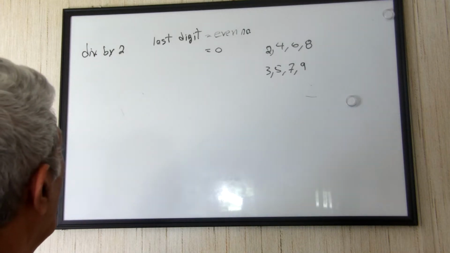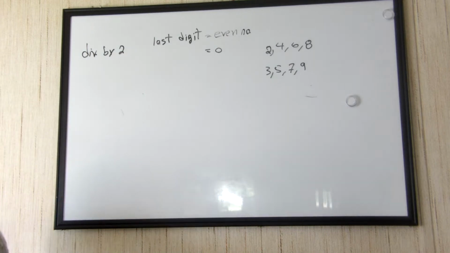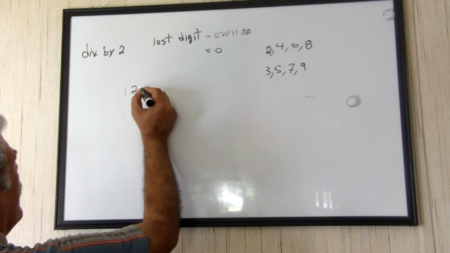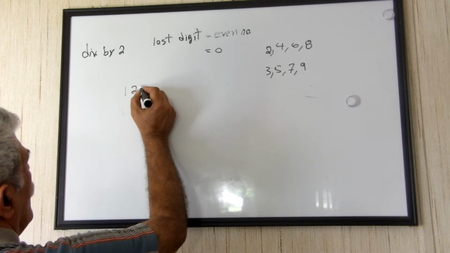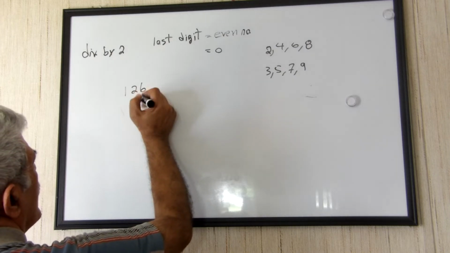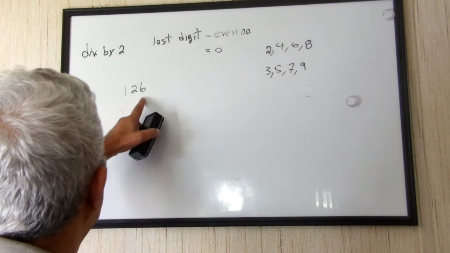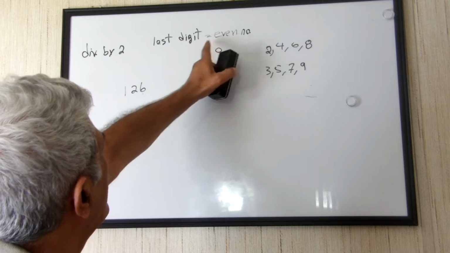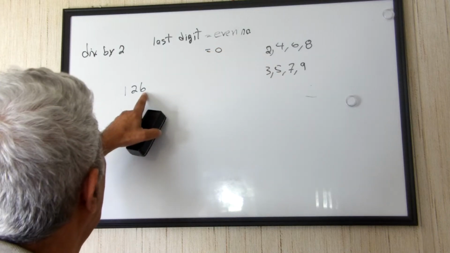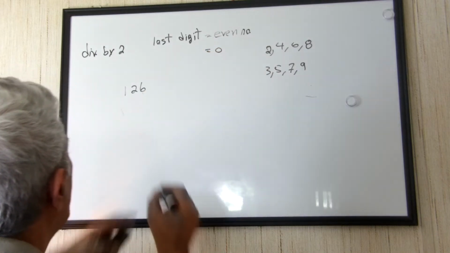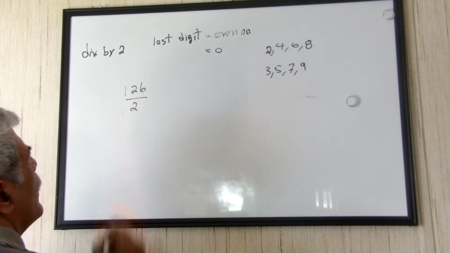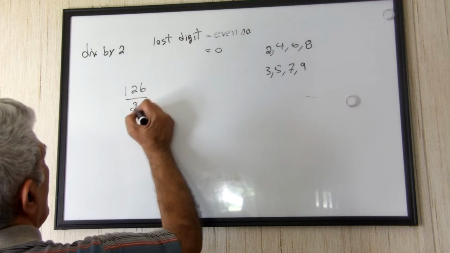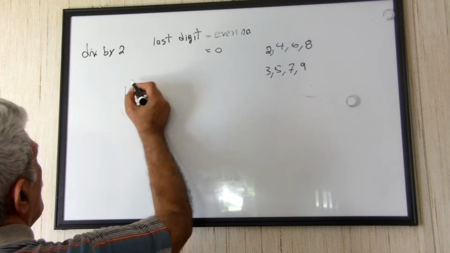So we're going to know what number, like if somebody says 120, 126, is it divisible? See, the last digit is an even number, 4. So we can divide it by 2. It's going to be divided by 2, and this one is divided by 2, both of them.